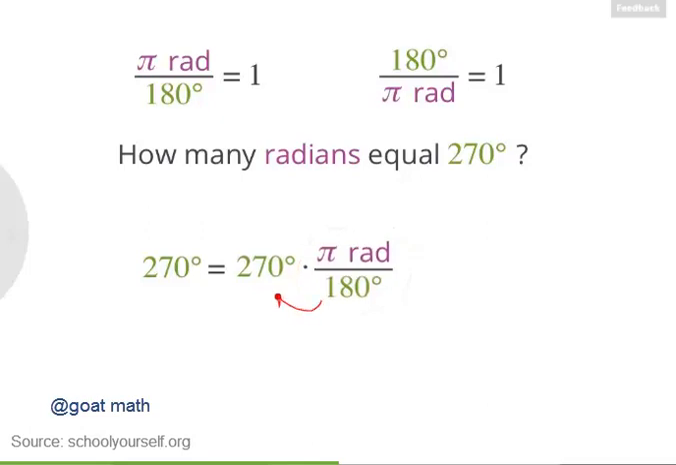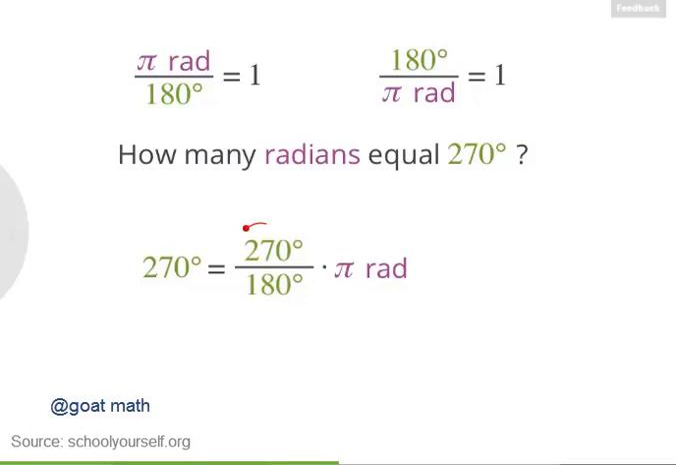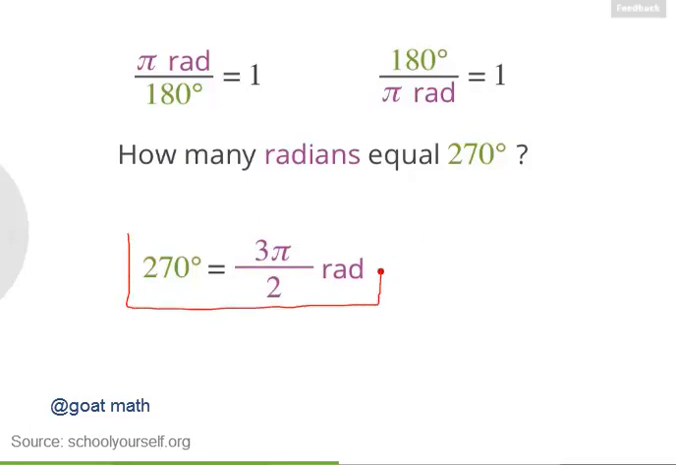But if we move this denominator over here, we can simplify this expression. 270 degrees equals 3 times 90 degrees, while 180 degrees equals 2 times 90 degrees. The 90 degrees in the numerator and denominator cancel, which leaves us with 3 pi over 2 radians. And that's our answer. 270 degrees equals 3 pi over 2 radians.